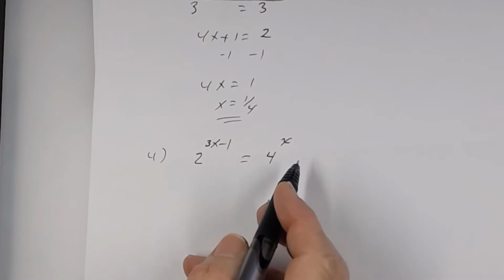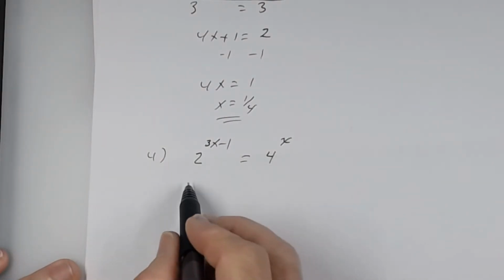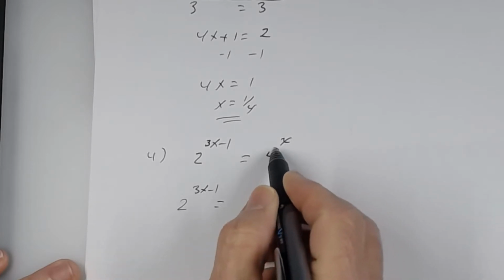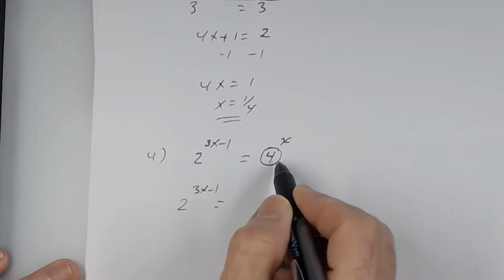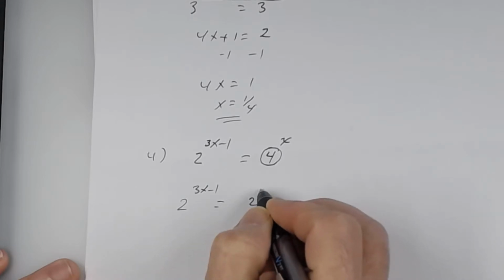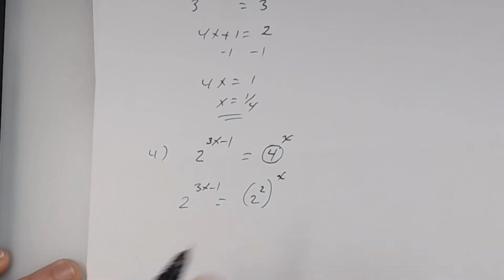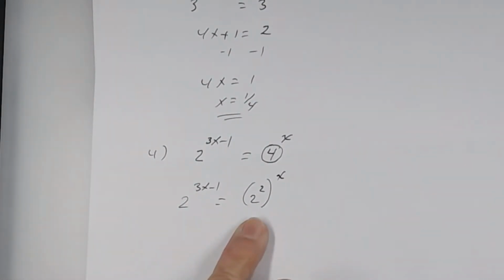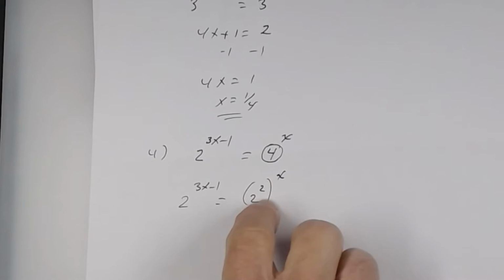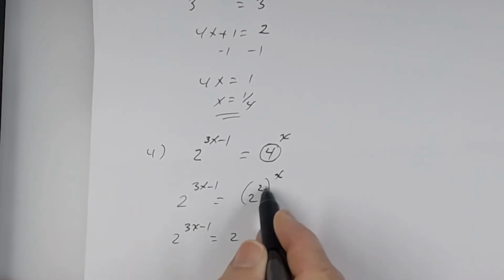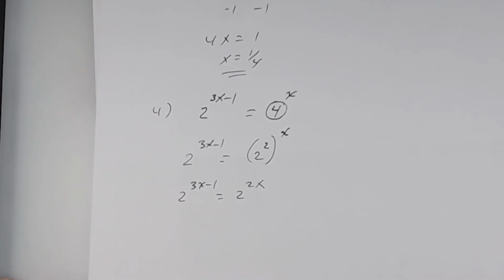So watch carefully how you're going to do this. You get 2 to the 3x minus 1 equals, so you see this thing I have circled? I've got to rewrite this as 2 to what power? The second. But remember, that's all being raised to what power, though? X. So make sure you do it like this. You learned in a previous course that a power raised to a power, what do you do to those powers? You multiply. So this becomes 2 to the 3x minus 1 equals 2 to what power? 2x.